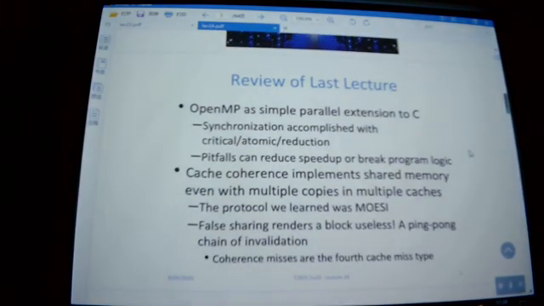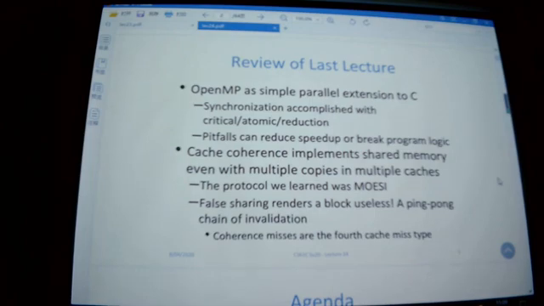Okay, this is the review of lecture 23, OpenMP and cache coherency. We can see cache coherency implements shared memory, even with multiple copies in multiple caches. We want the data in cache to be simple and single. The protocol we learned was MOESI or similar. False sharing renders a block useless, a ping-pong chain of invalidation. Coherency misses are the fourth C of cache misses.